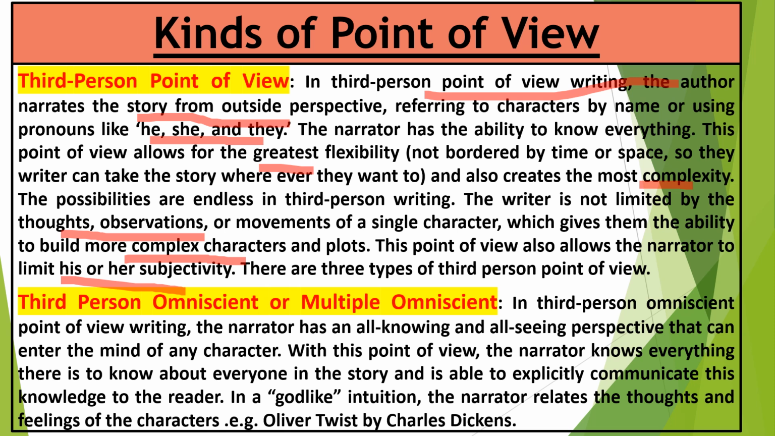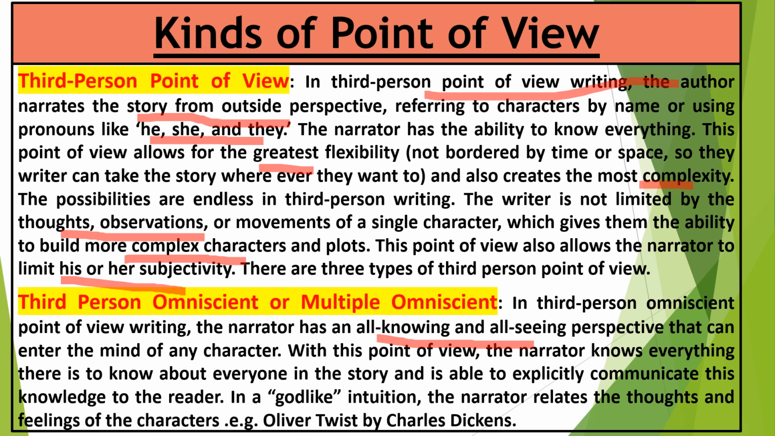Now, the first type of third person point of view is third person omniscient or multiple omniscient. It is also called like that. In third person omniscient point of view, the narrator has an all-knowing and all-seeing perspective, that he knows everything about the character, and he could enter the mind of the character. He or she could read their thoughts as well.